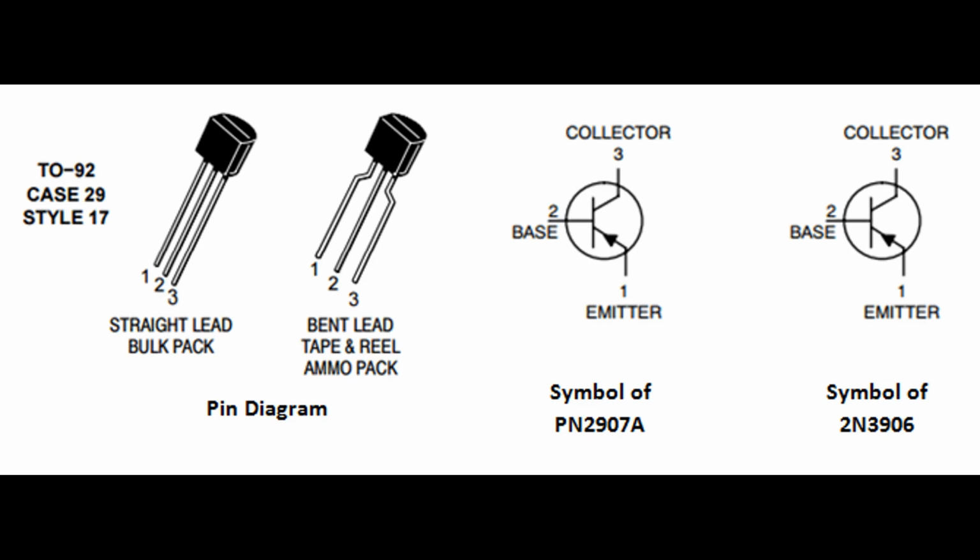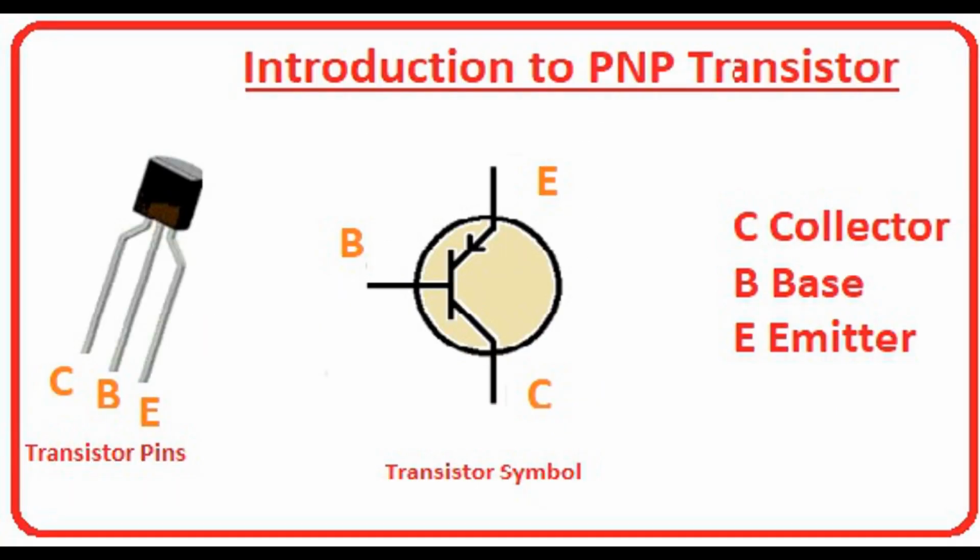Control terminal. The base terminal serves as the control or input terminal of the transistor. The flow of current from the emitter to the collector, for NPN transistors, or from the collector to the emitter, for PNP transistors, is controlled by the current or voltage applied to the base terminal. Base current, IB. In an NPN transistor, the base current, IB, is the current flowing into the base terminal. In a PNP transistor, it is the current flowing out of the base terminal. The base current controls the operation of the transistor.